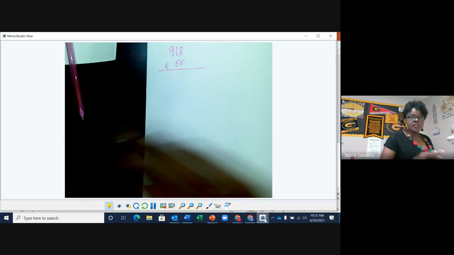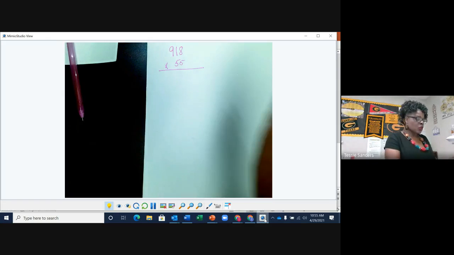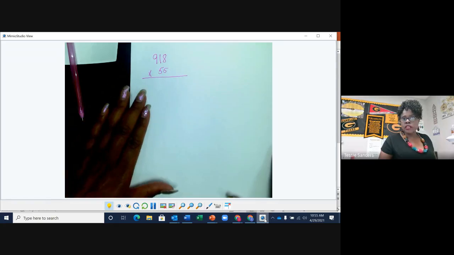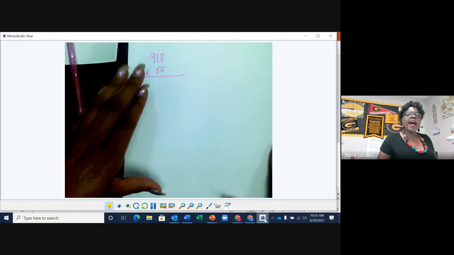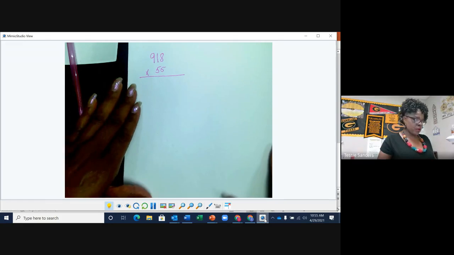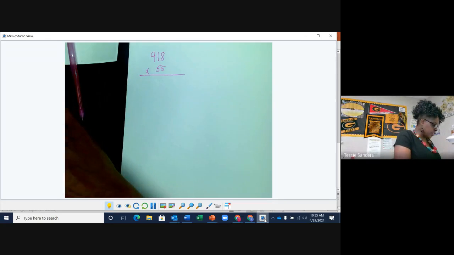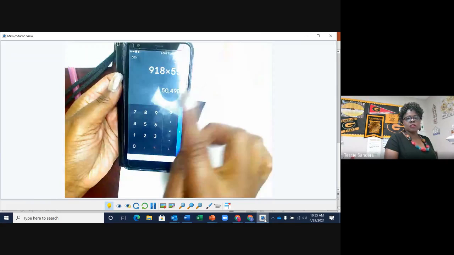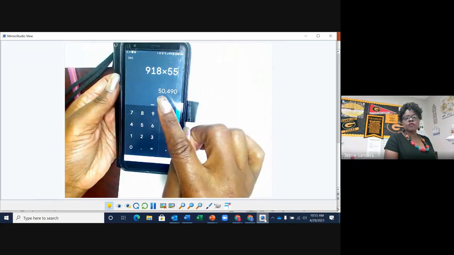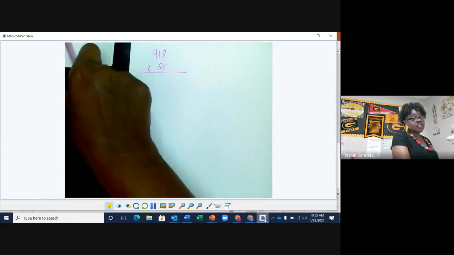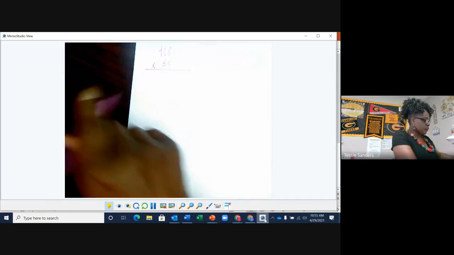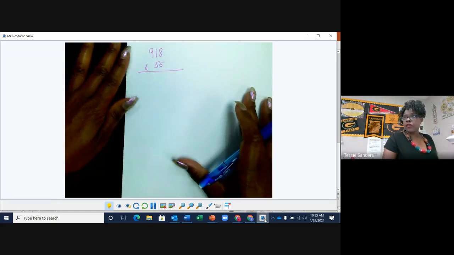Let me get my calculator going here because I will need it. Now, I'm not saying solely use your calculator and then write down what the product is. That's not going to work. You have to show your work. So we have 918 times 55. This is our product. Now, don't mind my cracked screen. This is our product, 50,490. So we know what the answer is, right, scholars? I have my fifth, sixth graders with me today. We know what the answer is, correct?